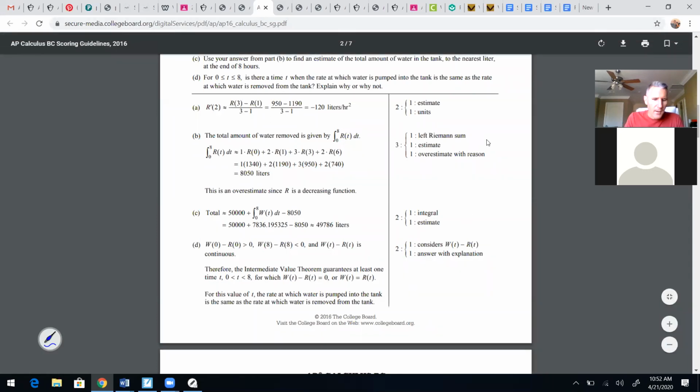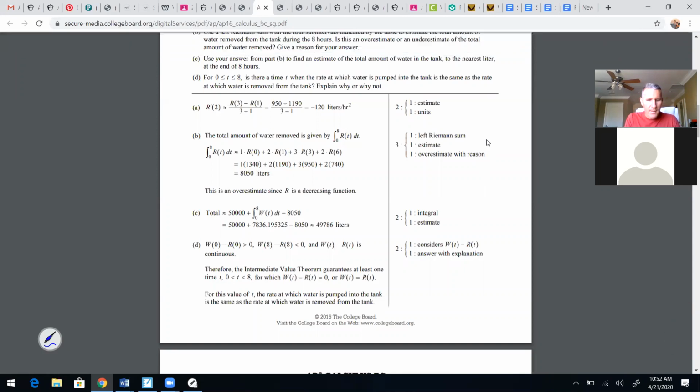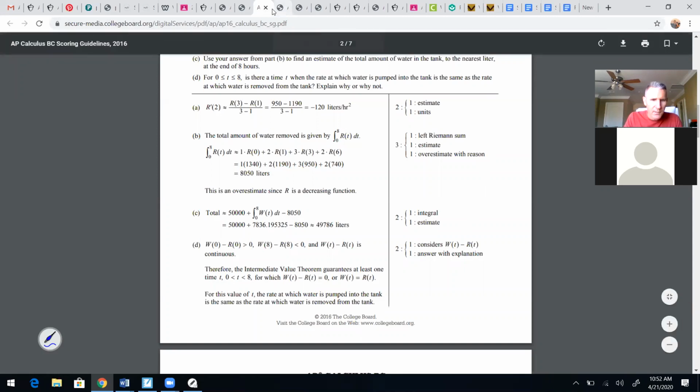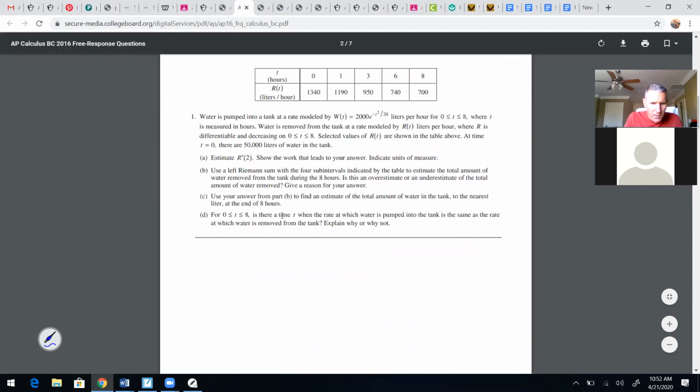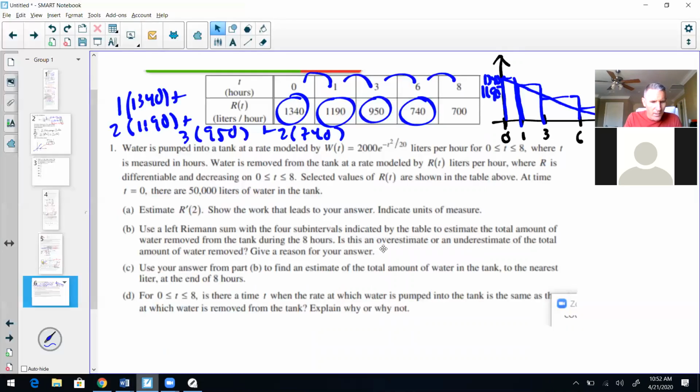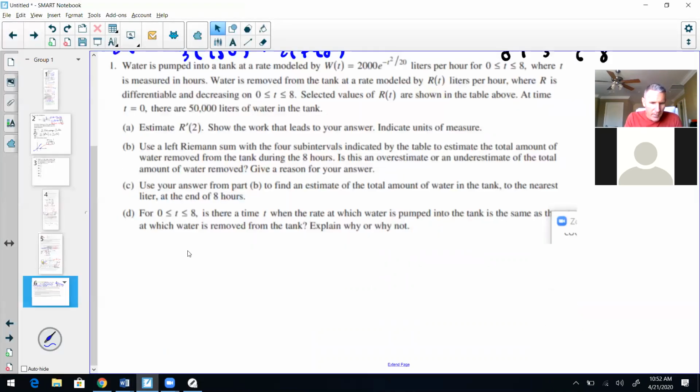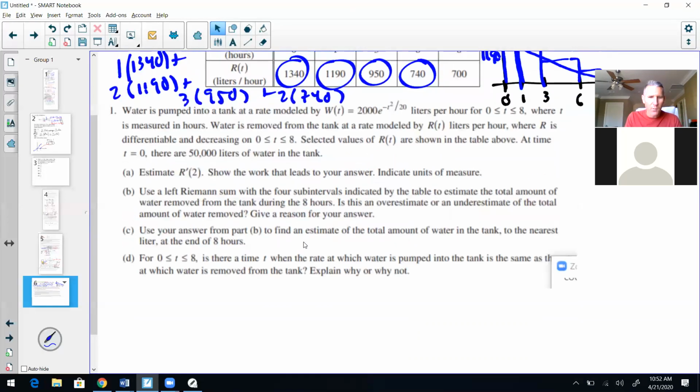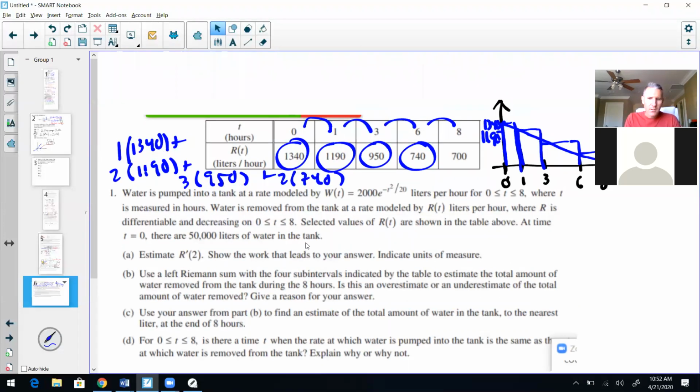Okay, so then the next part of that was, oh, I could go here. 1D asked for, is there a time when the rate at which water is pumped into the tank is the same as the rate at which water is removed from the tank? Explain why or why not. Hold on 1 second. I'm sorry.